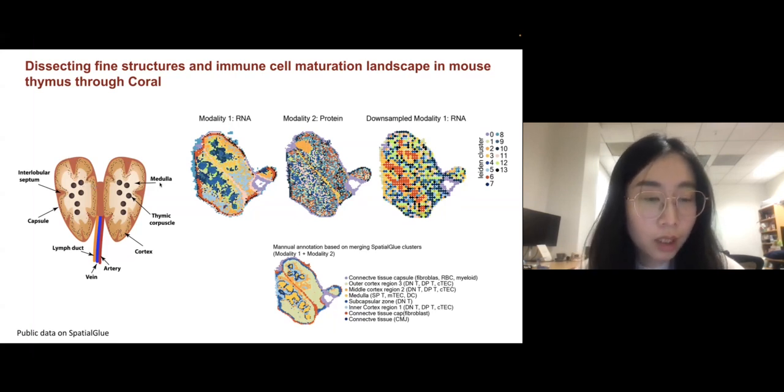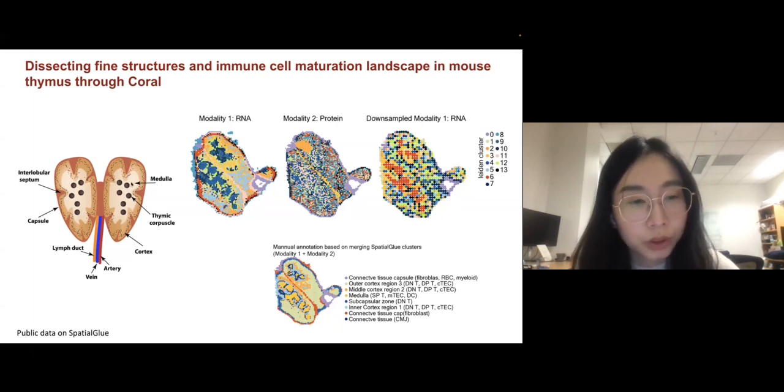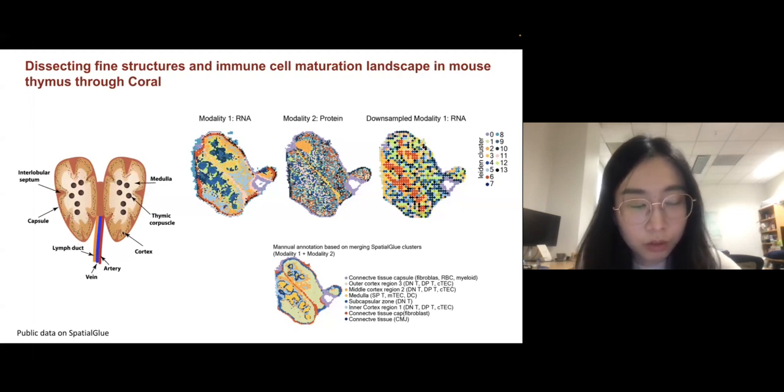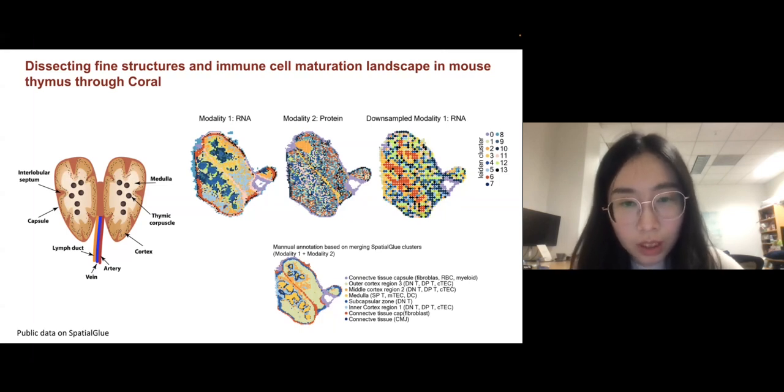For example, we have the medulla, which is mostly related to immature T cell zones for the development of T cells, and then they will come to the cortex, the outer regions, so the cells will mature in these regions. And so we have two modalities. One is the RNA, and two is the protein. As expected, protein is definitely a noisier version, and what we are trying to do is first downsample this one, so we will have a version like this.